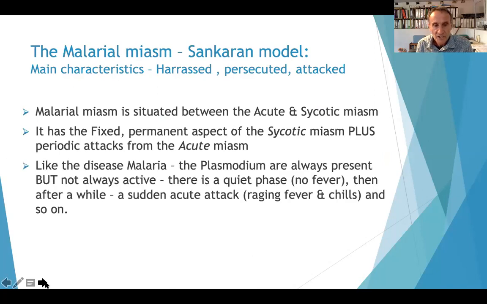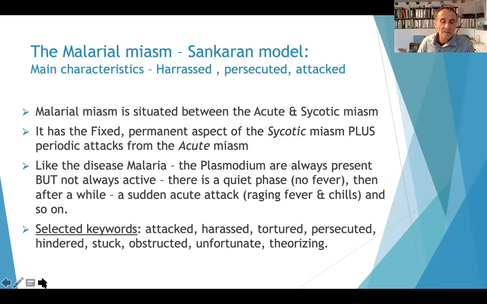If we consider the disease malaria, the plasmodium are always present, that's the psychotic miasm, but they're not always active. So there's a quiet phase, no fever, no chills. Then after a while, a sudden acute attack, raging fever and chills, and then that passes. So there are these up and down attacks along the way, but the constant background knowledge is that I have this problem, this psychotic issue is troubling me. Selected keywords: attacked, harassed, tortured, persecuted, hindered, stuck, very common.